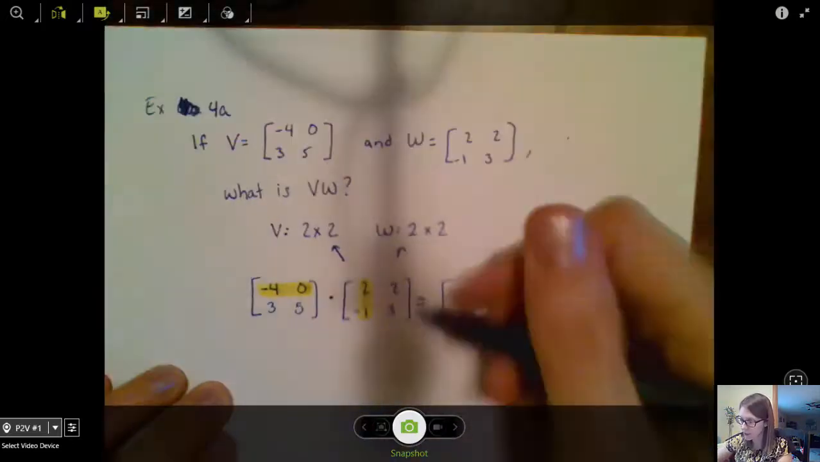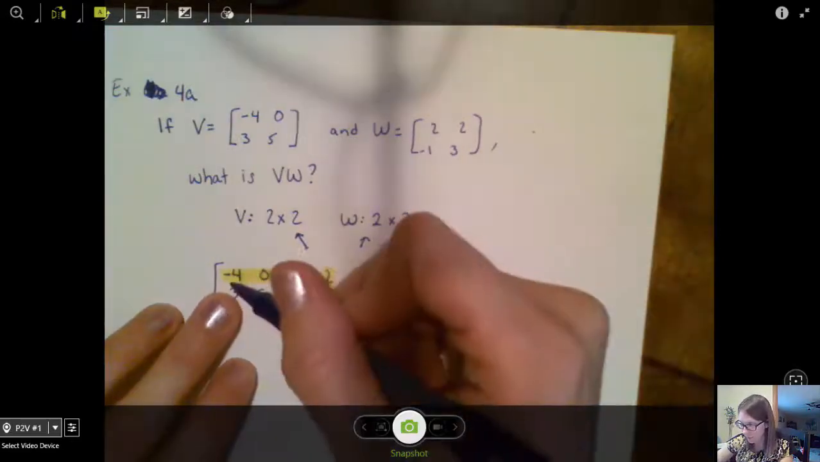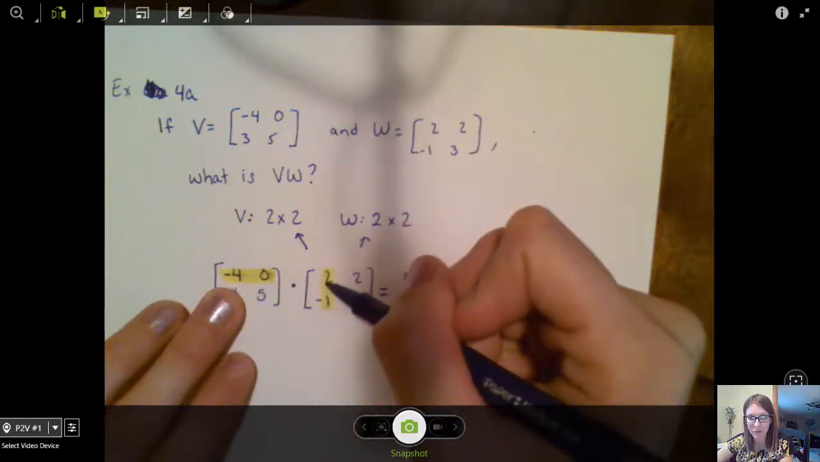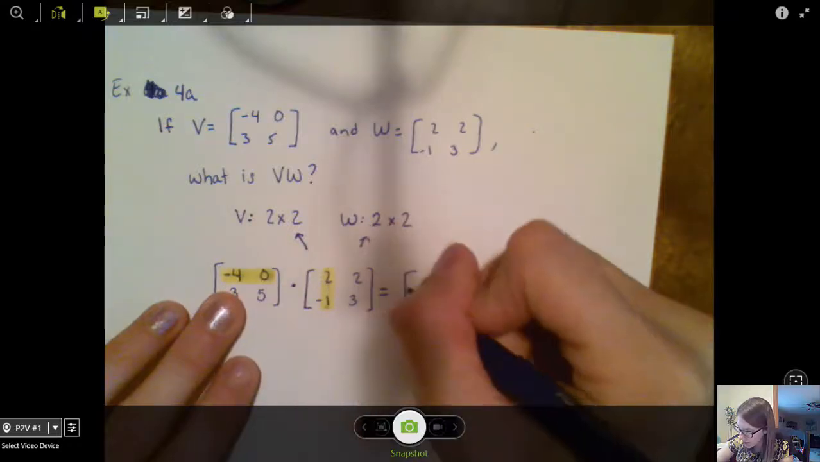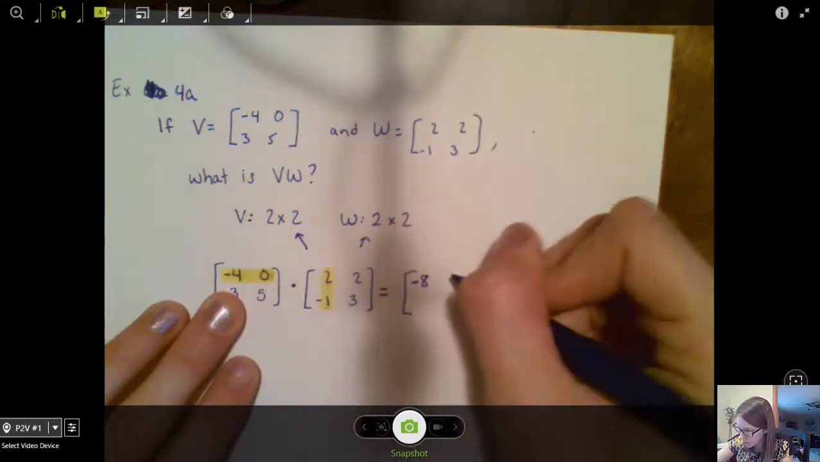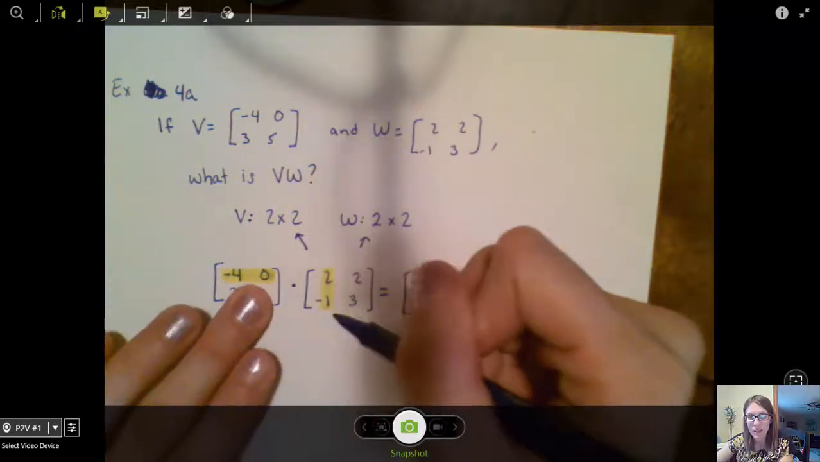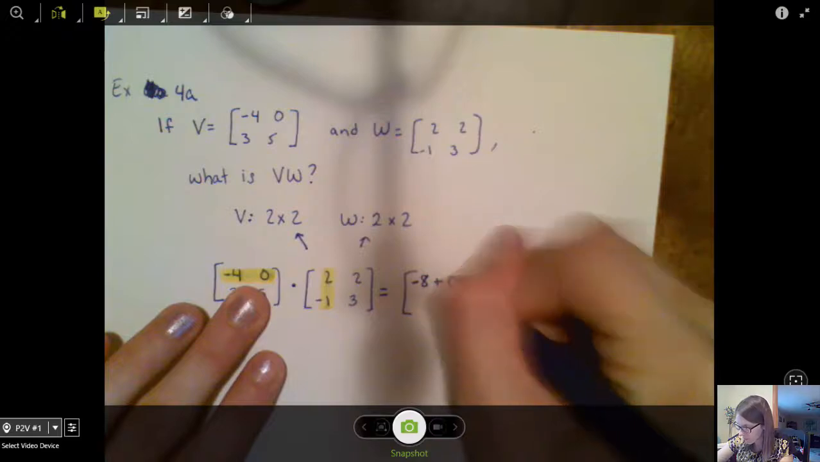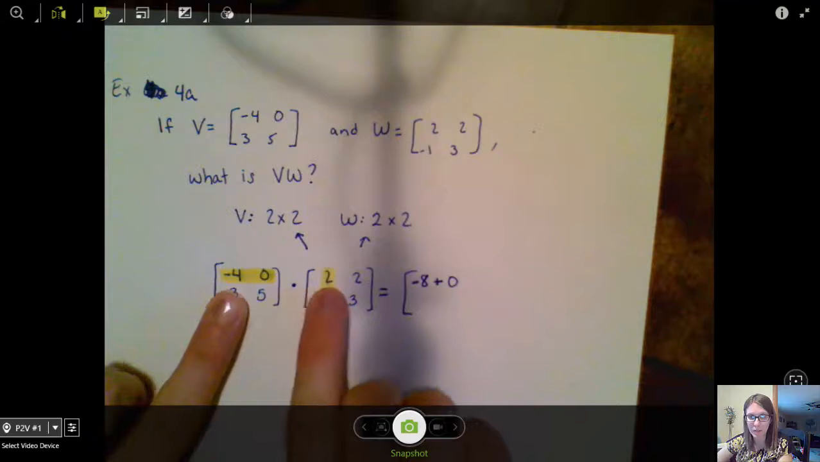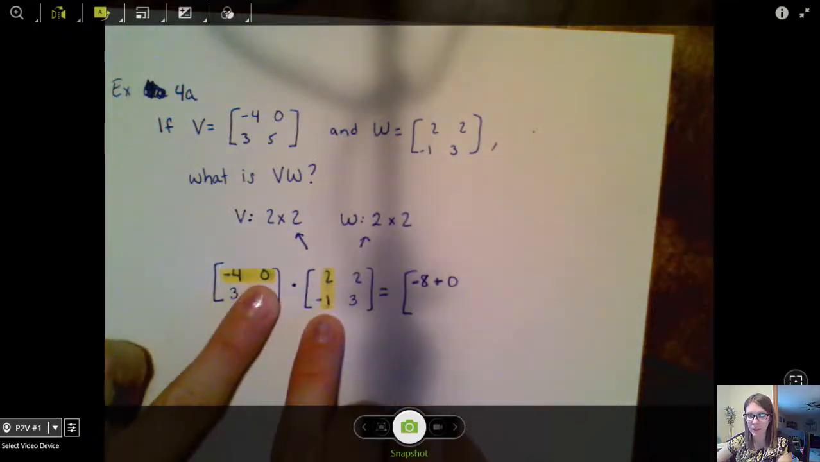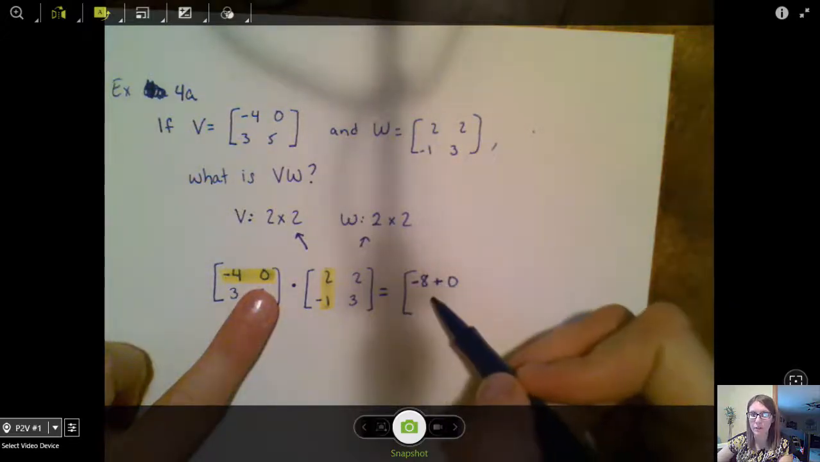My first entry in my top left corner, I find by taking -4 times 2. So -4 times 2 is -8. And I'm going to add that to 0 times -1. So again, -4 times 2 plus 0 times -1. This is my top left corner of my matrix.